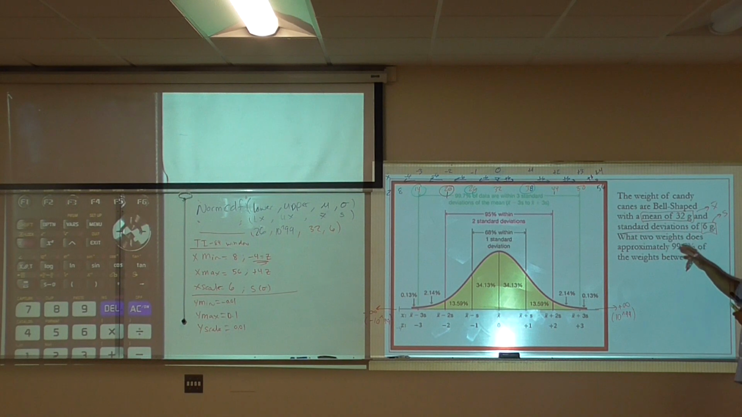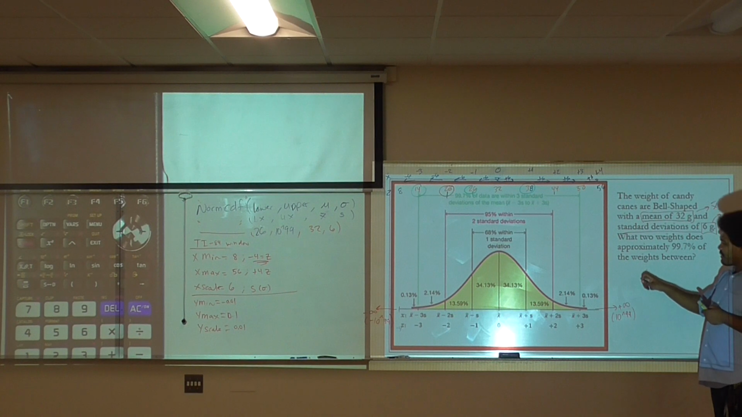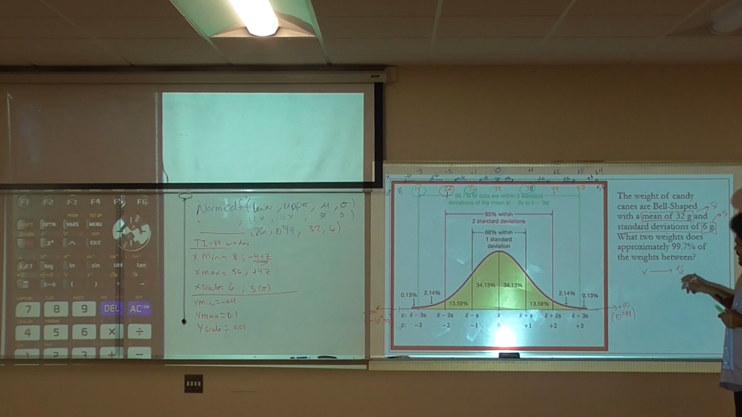What two weights does approximately 99.7% of the weights fall between? That's interesting. Notice how we're not going from X to percentages anymore. What we're doing here is we have a certain percentage, and we're trying to find the X's this time. So we're literally going backwards. Here's the coolest thing we're going to see, and I'm going to show you how to use technology to get it done.